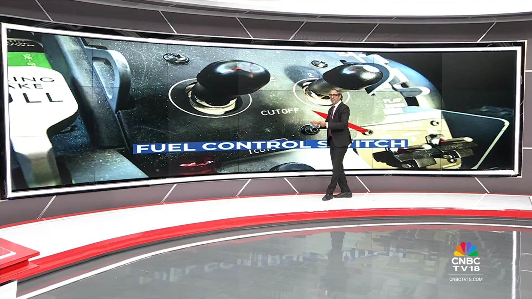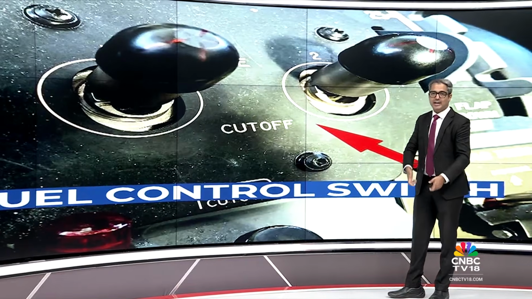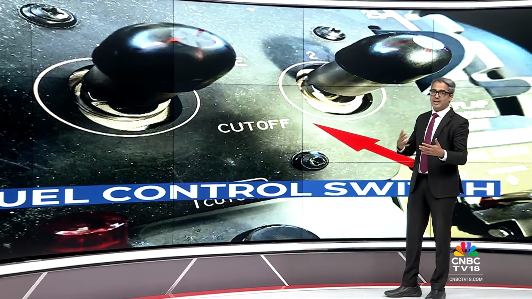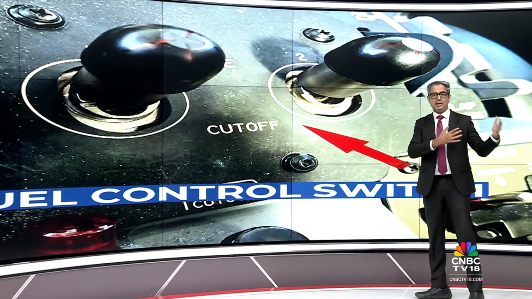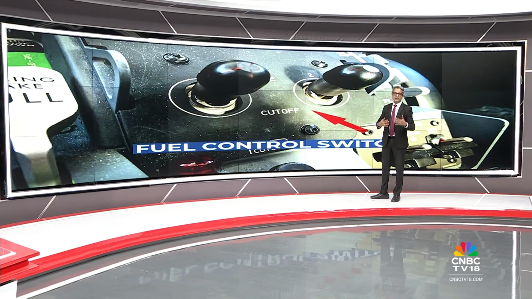It's a manual action. You have to lift, pull up or pull down, and then release. That's how it's done. And it cannot be done, like I said, electronically, it cannot be done remotely, it cannot be done by anyone outside the cockpit.